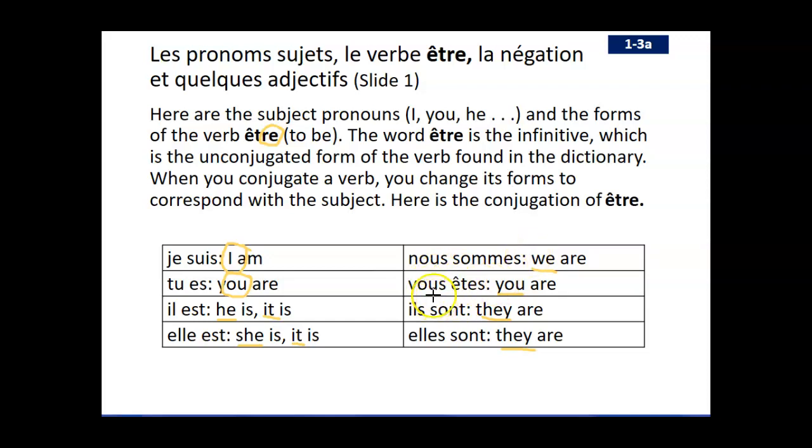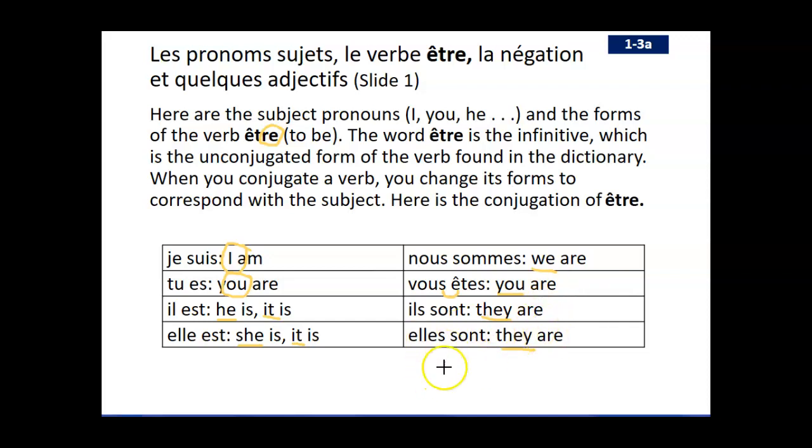Then we have vous, which is either the formal form of you, or it's referring to a group of people. And this one would be vous êtes. Notice that there's a liaison between the S and the E with the little circumflex accent on top. Vous êtes. Okay, so that's you are.